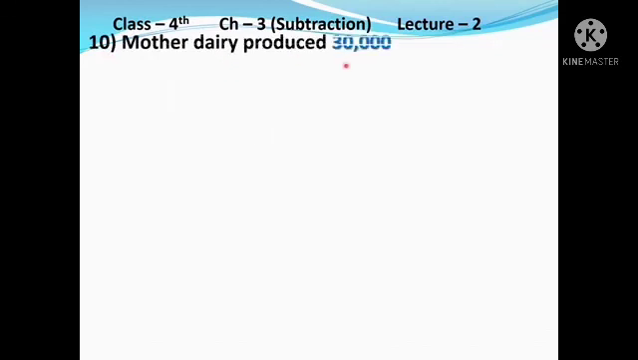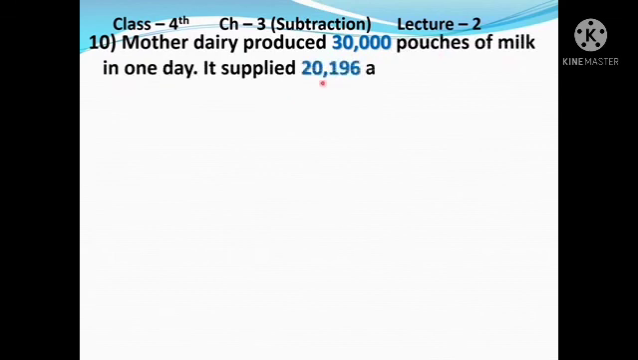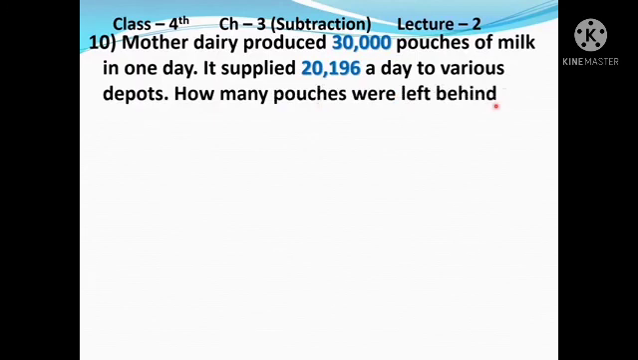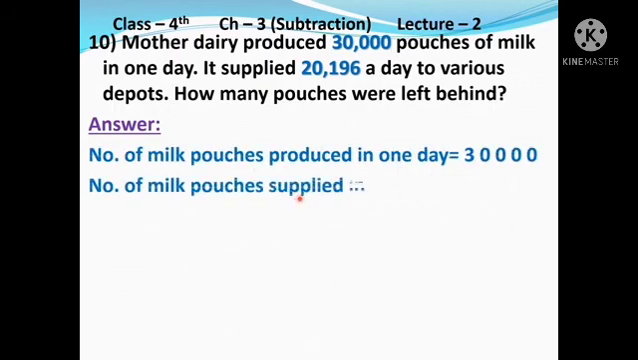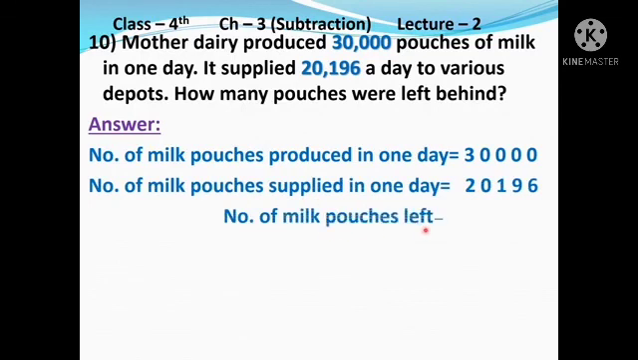Now question 10. Mother Dairy produced 30,000 pouches of milk in one day. It supplied 20,196 a day to various depots. How many pouches were left behind? It means we have to find the difference. But first of all, we will write the statement. So write down answer. Number of milk pouches produced in one day equal to 30,000. Number of milk pouches supplied in one day equal to 20,196. Number of milk pouches left equal to, it means we will do now subtraction.